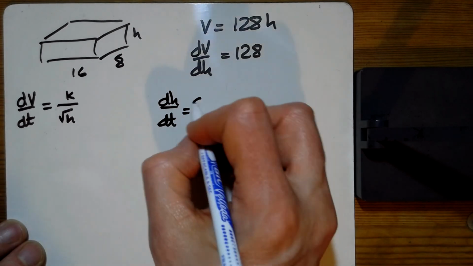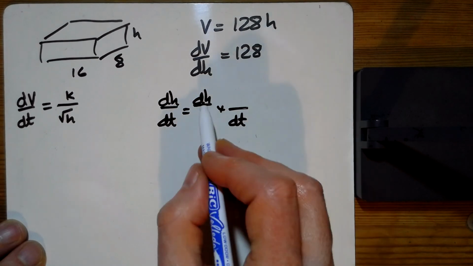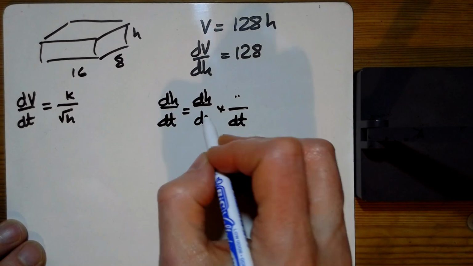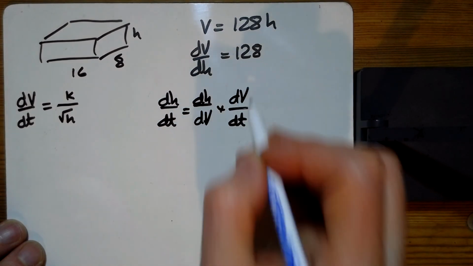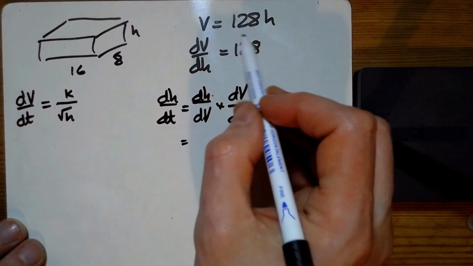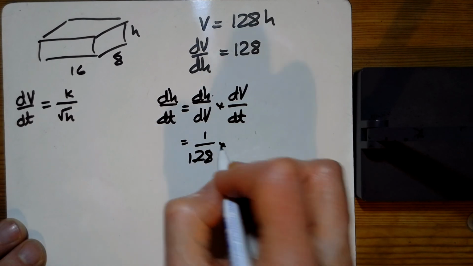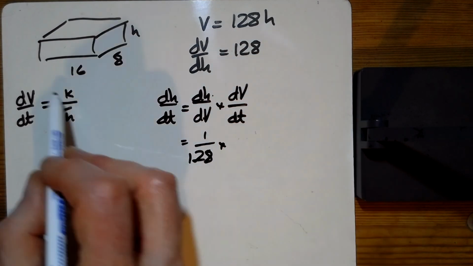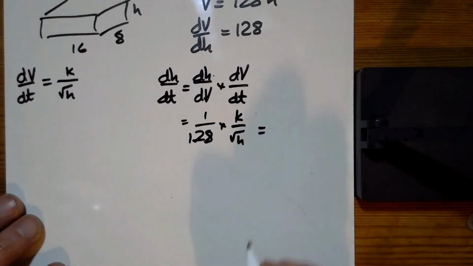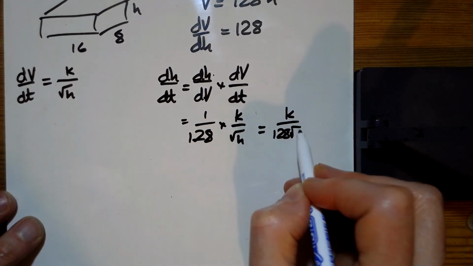We now want to put these two things together to get dh by dt. So chain rule says that the dh needs to be on the top and the dt needs to be on the bottom. These two things are going to be the same, and the rest of the question has got V's everywhere, so we'll put a V in each of them. dh by dV, that's that one, but upside down, so 1 over 128, times dV by dt, that's exactly what we've got there, k over root h. When we multiply these things together, we get k over 128 root h.